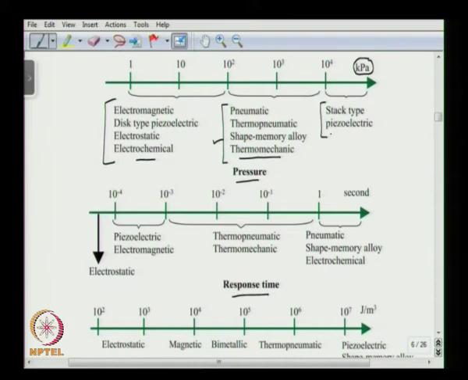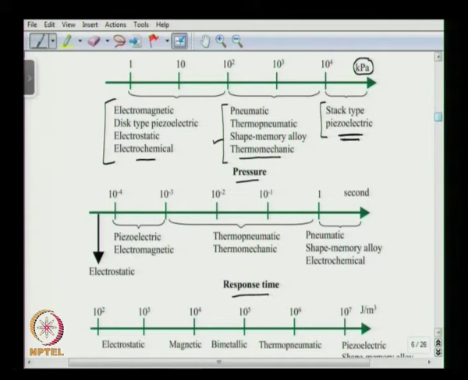Piezoelectric type microvalves can offer the highest pressure. Okay. So, anything higher than 10 to the power 4 kilopascal can be obtained using piezoelectric type micropump, especially stack type piezoelectric, where we have multiple discs mounted on top of each other. Okay.